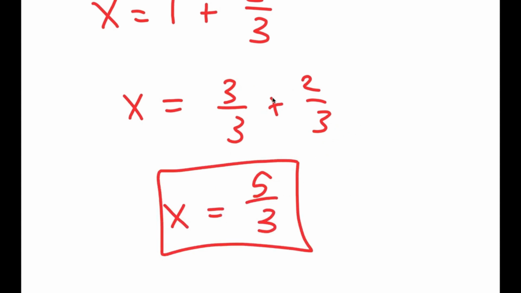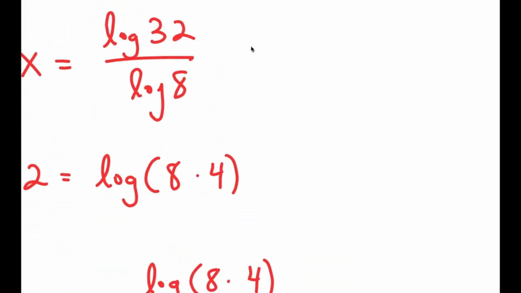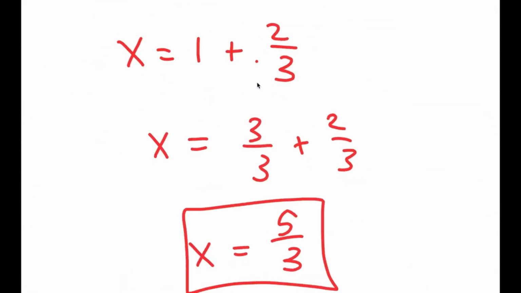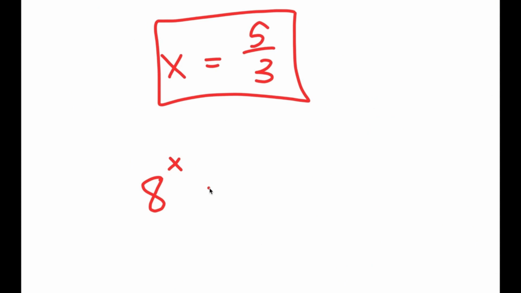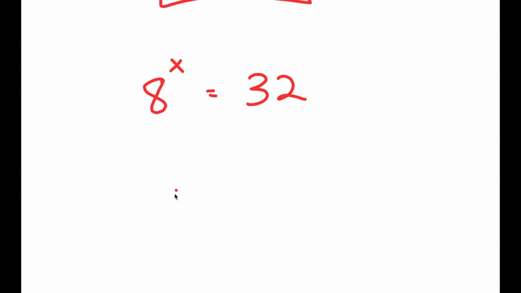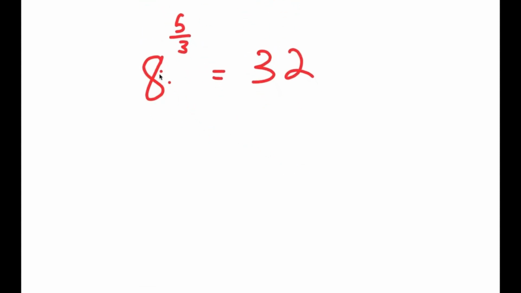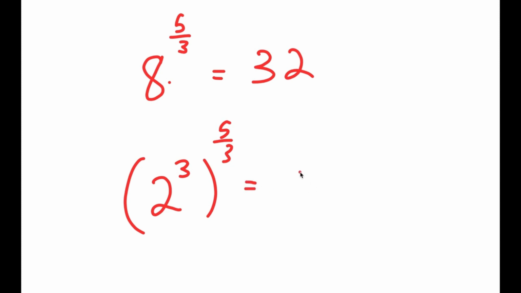Now, how do we know that this is the right answer? So, going back, we have a to the power of x equals 32, and we're plugging in 5 over 3. So we get 8 to the power of 5 over 3 is equal to 32. Now, 8 is the same thing as 2 to the power of 3. So I get 2 to the power of 3 to the power of 5 over 3 is equal to 32, and 32 is the same thing as 2 to the power of 5.